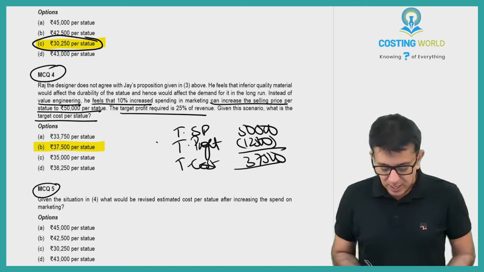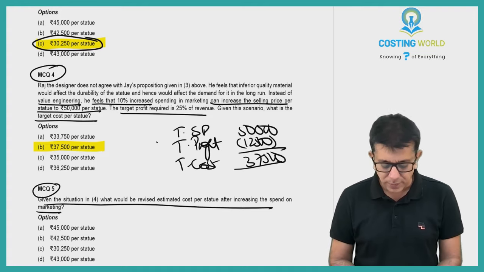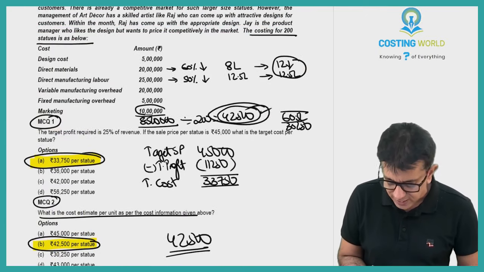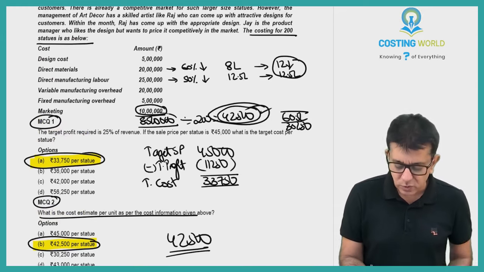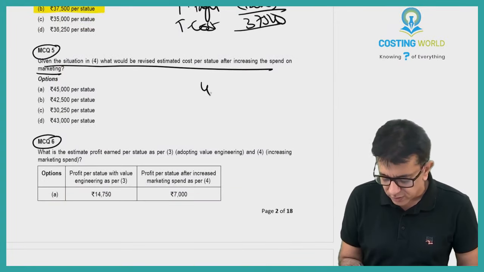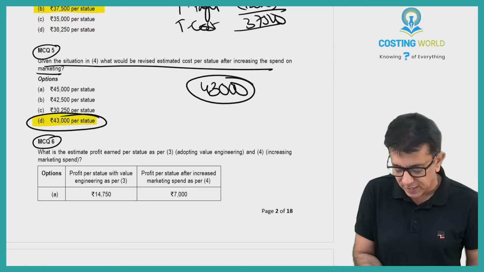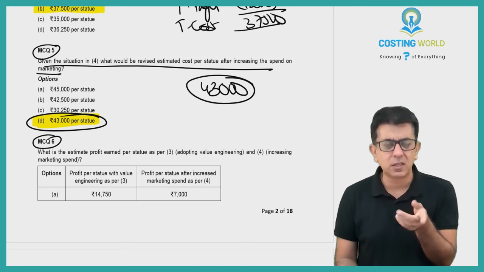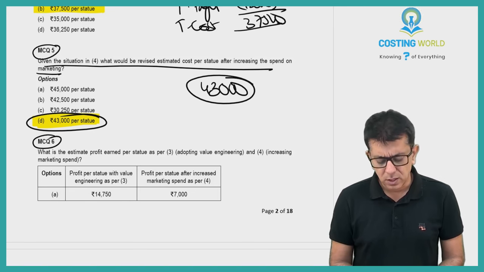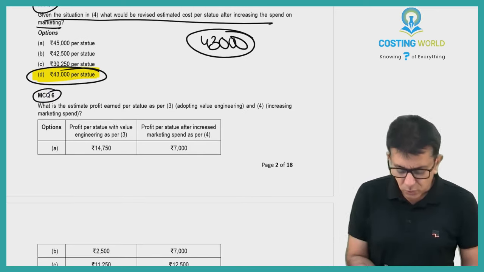Further, given the situation 4, what will be the revised cost per statue after increasing the spend on marketing? Okay. Now that guy had told we will spend more on marketing, 10% more. So therefore, this was 10 lakhs. Spend 10% more means 1 lakh. This will become 86 lakhs. Divide by 200, it will become 43,000. So therefore, new cost over here will be 43,000 rupees. Okay. 43,000 comes over here. So therefore, this should be the correct option. Okay. There was only one change that the product designer was saying, that in this case, we will increase the marketing spend by 10%. So that's it. Okay. Further, MCQ number 6.